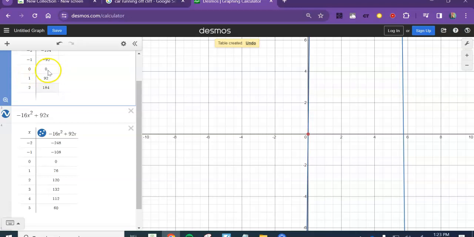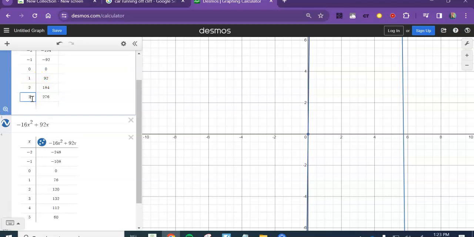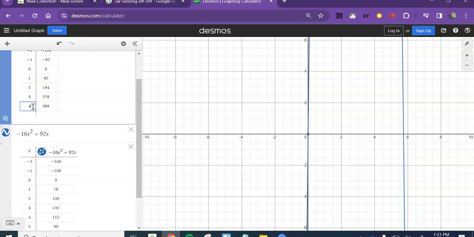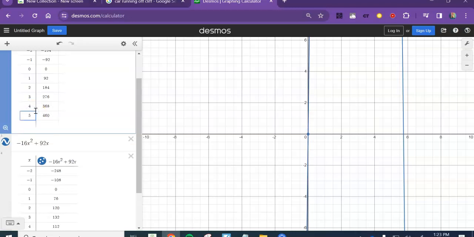We already have 0, 0. You already have 92 for the X column. Go ahead and put in 184. And then let's figure out what 3 is. Write 276. 4 is 368. And then 5 is going to be 460. So go ahead and write those down in that middle column there where it has the X above it.